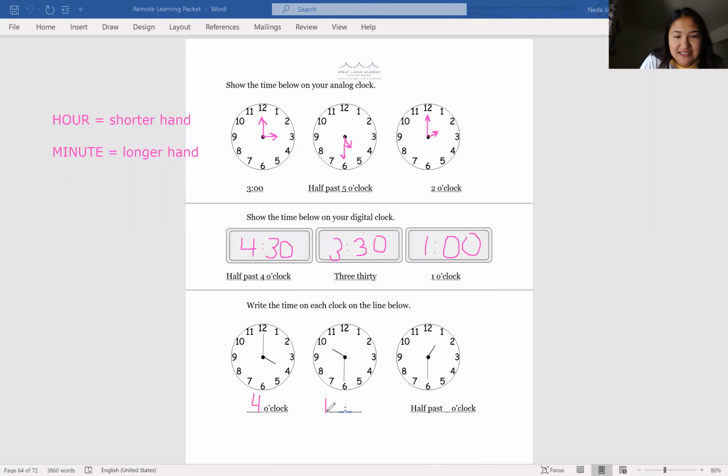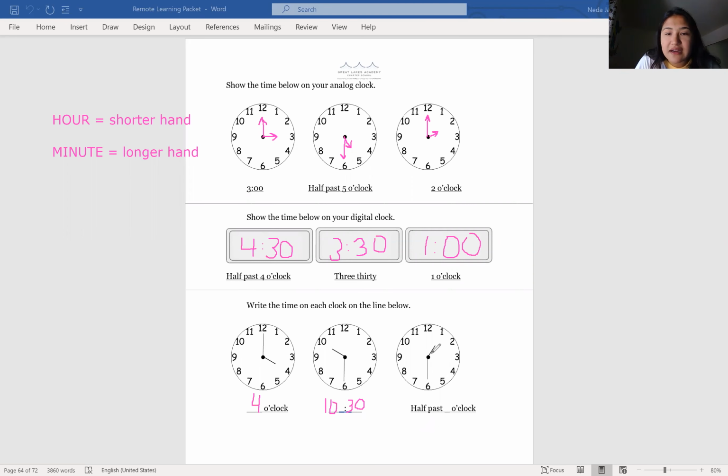So I'm going to write 10:30. Give me 2 thumbs up if you have 4 o'clock and 10:30 for those first 2. Nice job. You are working so hard. Keep it up. Next one.